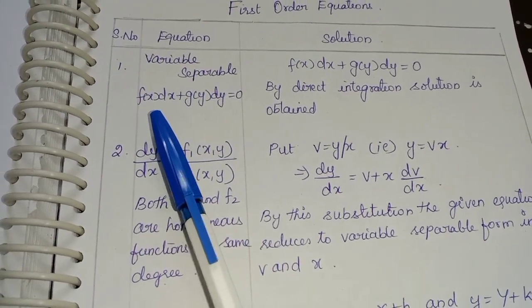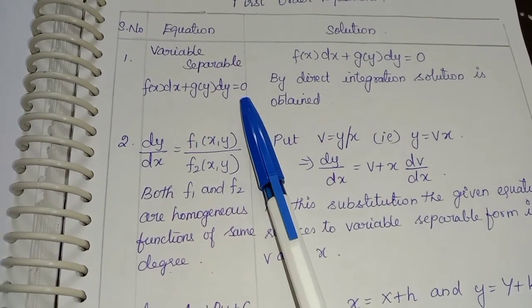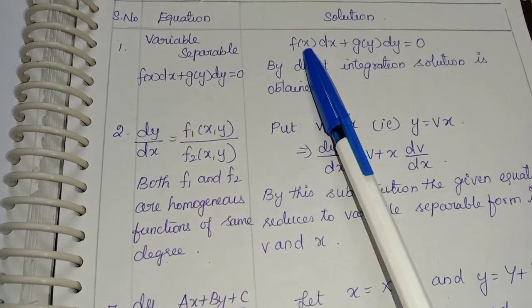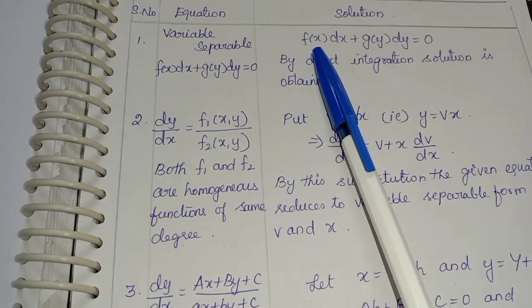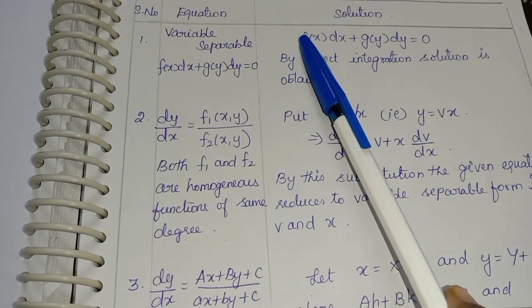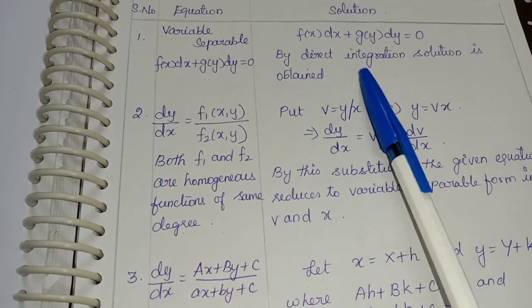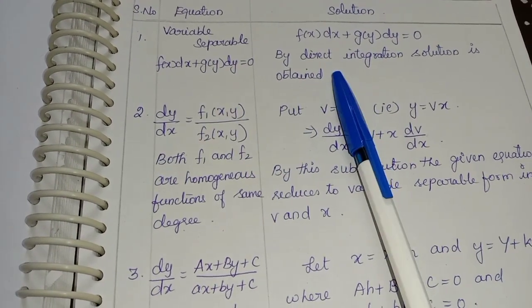Here the equation will take the form f of x dx plus g of y dy equal to 0. Here f of x is purely a function of x and g of y is purely a function of y. So just by direct integration, the solution can be obtained. This is called the variable separable method.